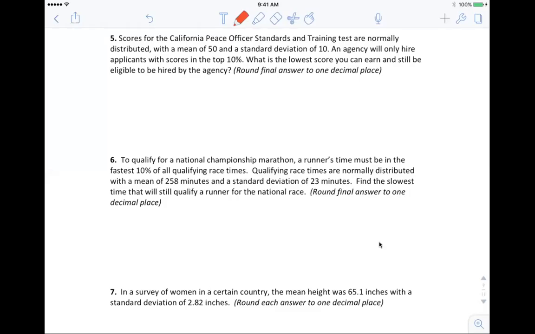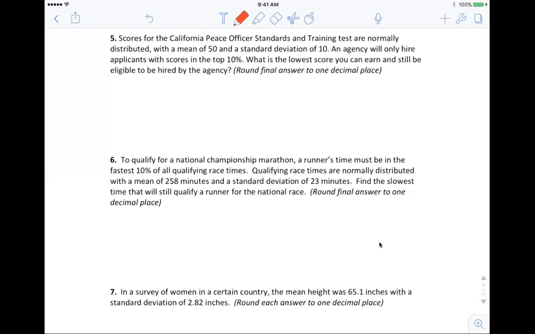Hey class, just wanted to continue with page 9. So this is still in section 5.3. These are the word problems. This first one, you have the tests are normally distributed with a mean of 50 and a standard deviation of 10. And then the agency will only hire applicants with scores in the top 10%. What's the lowest score you can earn and still be in the top 10%?